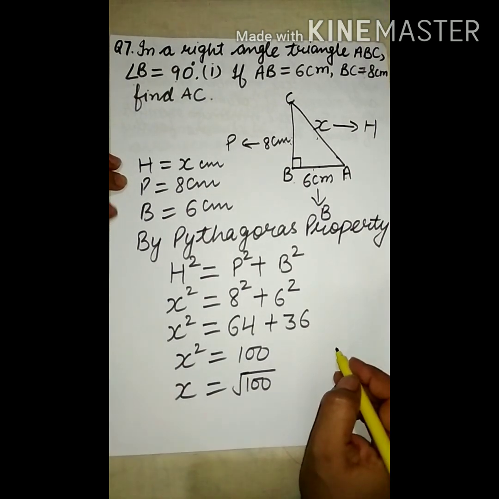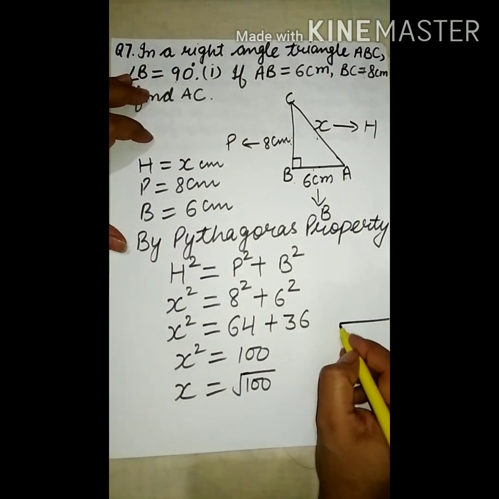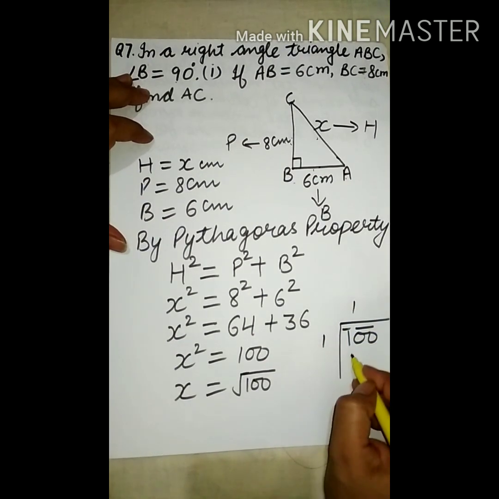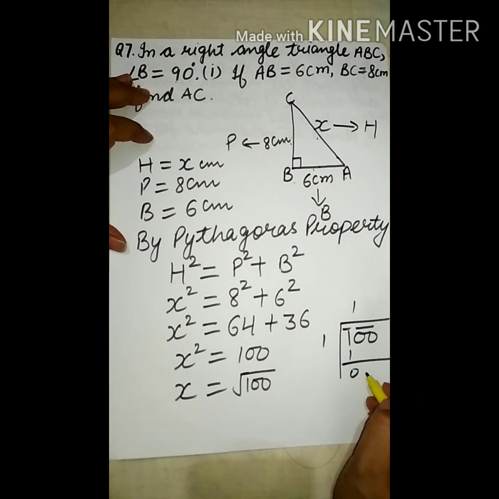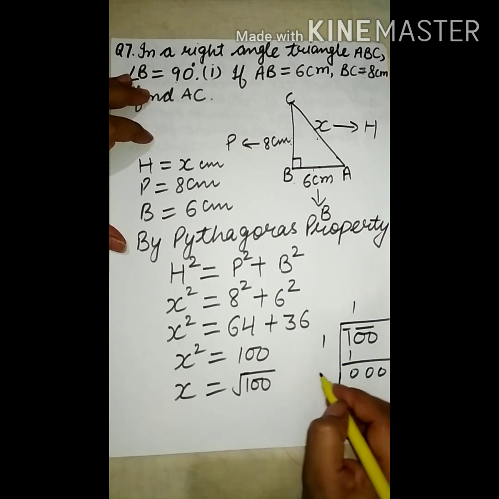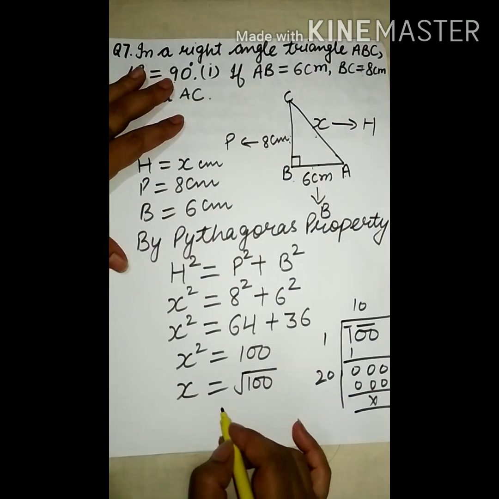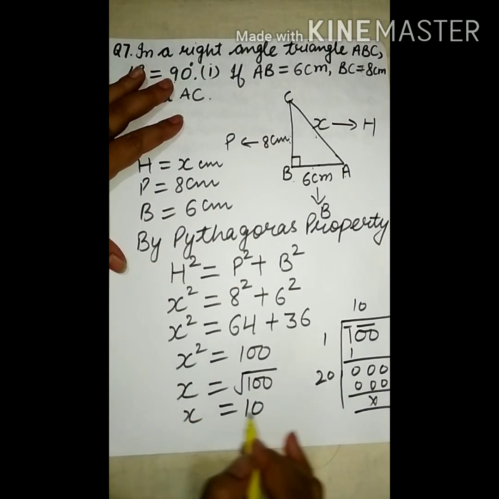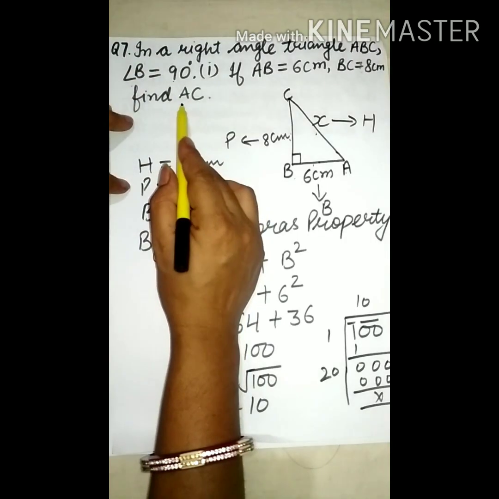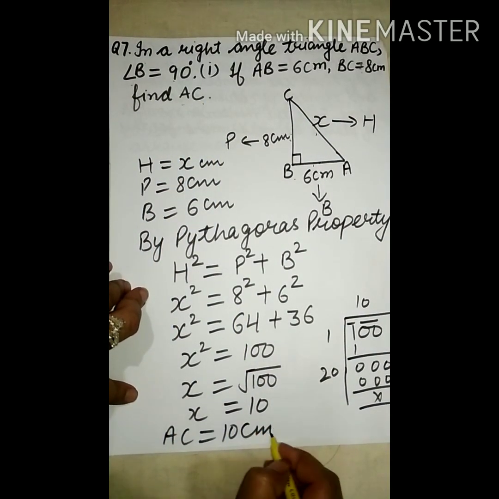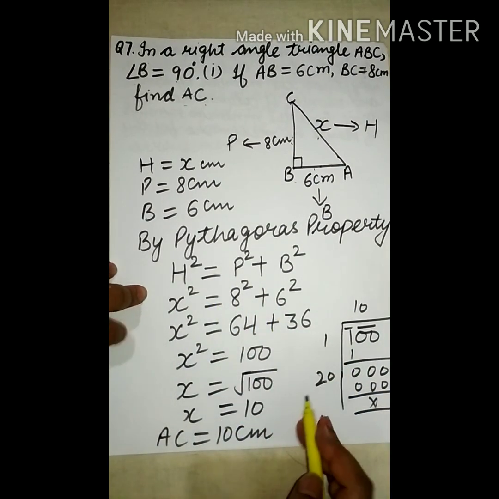So I can find the square root of 100 either by prime factorization or by the division method. So this is 100, make the pairs, 1 1's are 1, then 0, these are the zeros, 1 plus 1 is 2, I will multiply it by 2 and I'll get zeros and the remainder is 0. So the square root of 100 is 10. That is the value of X is 10. That is the value of AC is equal to 10 centimeter. This is by the Pythagoras property.